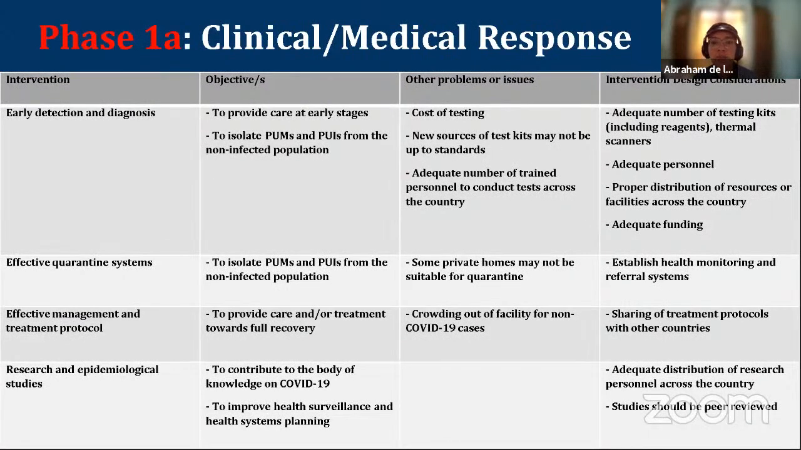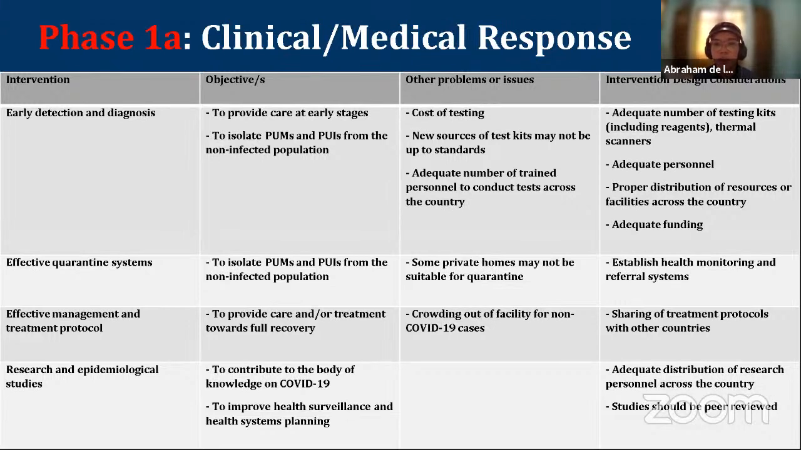So each phase is divided into 4 columns: interventions, objectives, other problems and issues, and intervention design considerations. Phase 1A, clinical or medical response. The first intervention is the early detection and diagnosis.